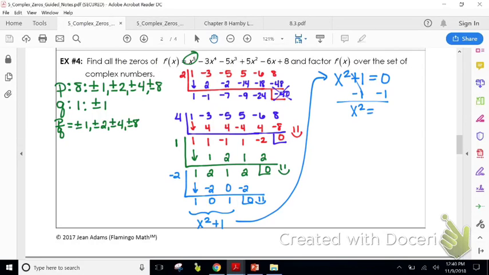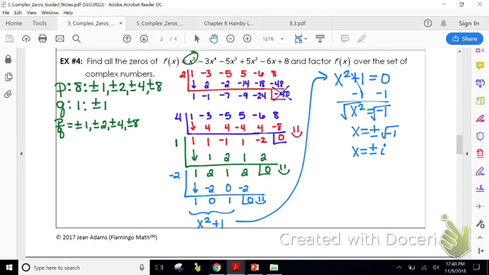Plus or minus, okay? All right, so we're going to move the 1 over. So x squared equals negative 1. And then take the square root. So we get x equals plus or minus the square root of negative 1. And what is the square root of negative 1 equal to? i. So I got plus or minus i. Now, you have to put plus or minus.